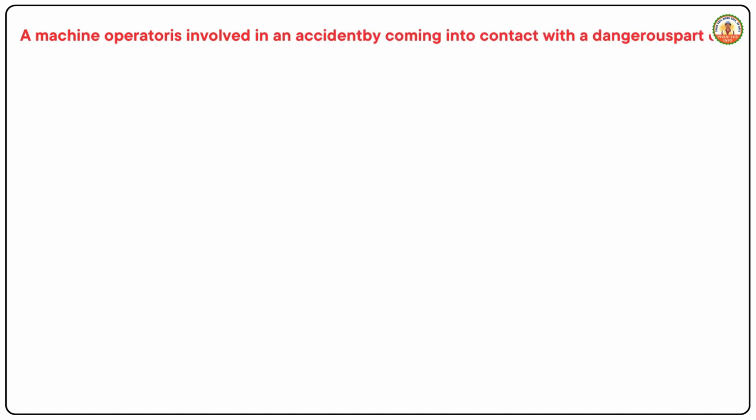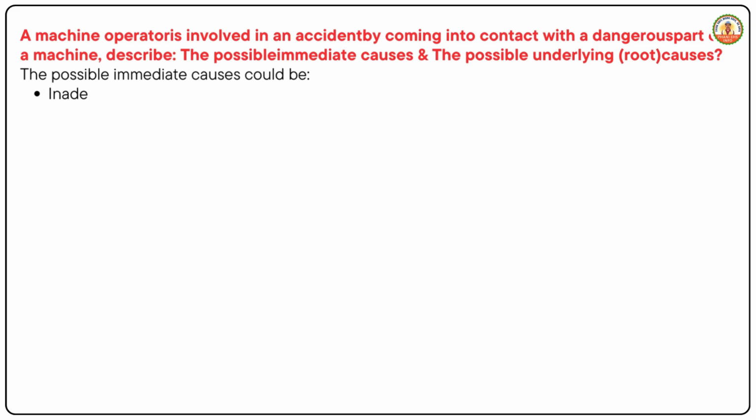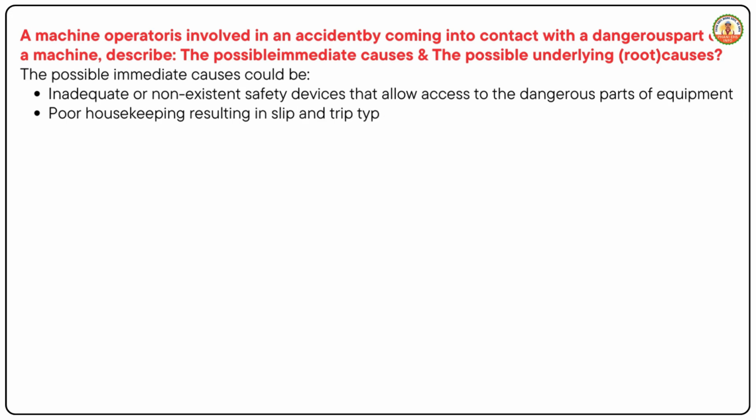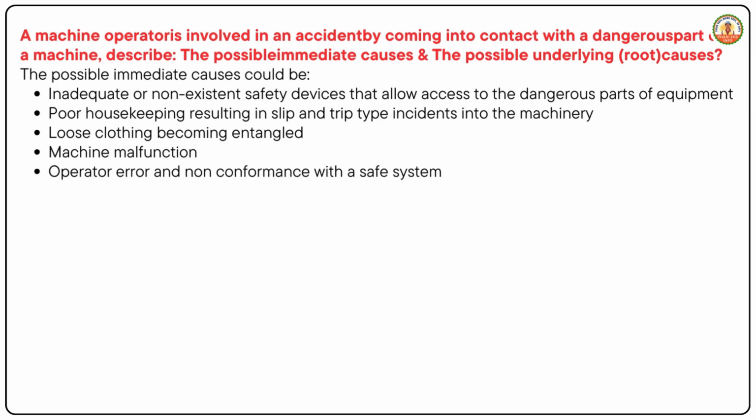A machine operator is involved in an accident by coming into contact with a dangerous part of a machine. Describe the possible immediate causes and the possible underlying root causes. The possible immediate causes could be: inadequate or non-existent safety devices that allow access to the dangerous parts of equipment. Poor housekeeping resulting in slip and trip type incidents into the machinery. Loose clothing becoming entangled. Machine malfunction. Operator error and non-conformance with a safe system of work.